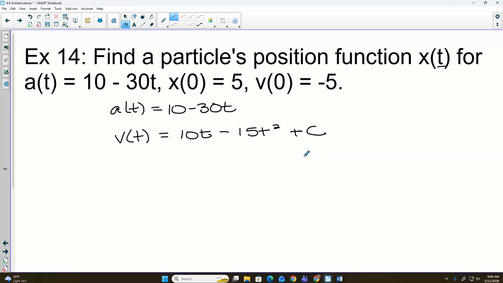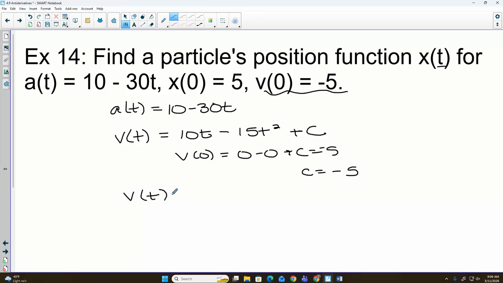Can I find my constant? Yes, we know that v of 0 equals negative 5. If I put in 0, I get 0 minus 0 plus c equals negative 5. So my constant is negative 5. So the velocity function is 10t minus 15t squared minus 5.